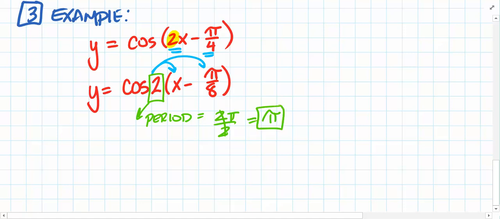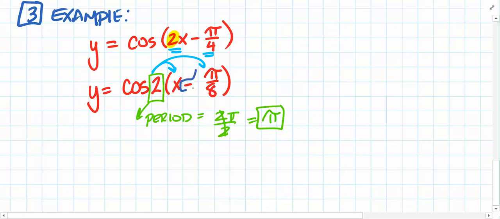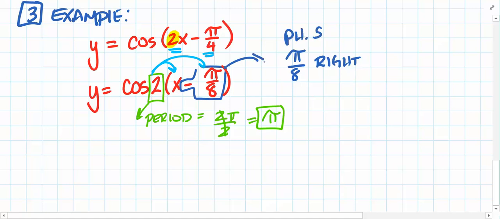Now you guys tell me, what is this negative pi over 8 business all about? Pi over 8, which direction? To the right. Very good. And what is that called? A phase shift. Very good. A PHS. A phase shift. So we have two transformations that are happening to this particular curve. We have a phase shift and we have a period.